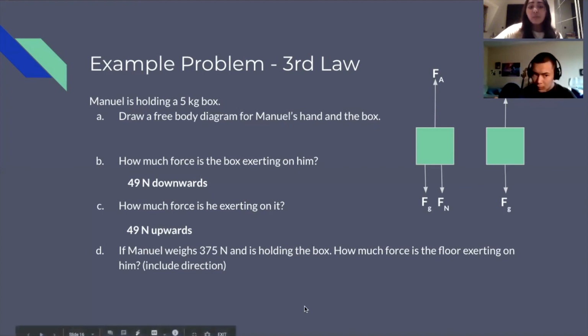And if Manuel weighs 375 newtons and is holding the box, we can just tell that the net force that Manuel and the box are exerting onto the ground is 424. And therefore, the ground must be exerting the exact same force in the opposite direction, which is upward, which we can think of as normal force. And this is also not his hand, this is his entire body.